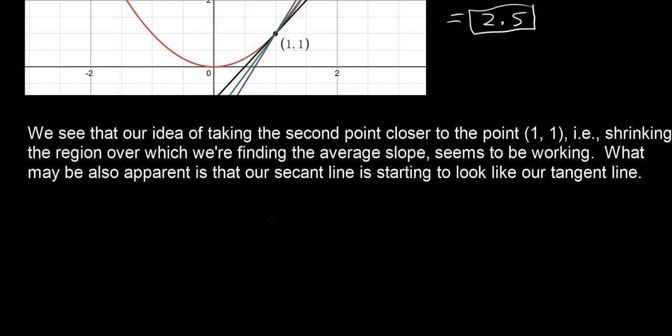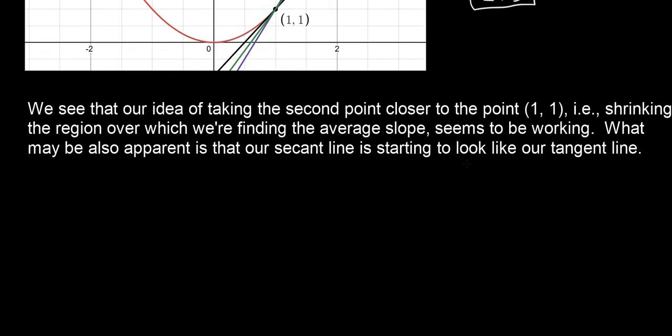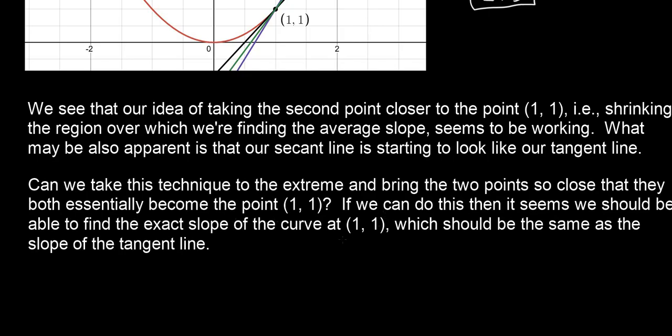In other words, what if we take the second point to be so close that it's almost imperceptible distance between them? We're starting to see, by the way, that our secant line is starting to look like the tangent line. And in fact, if you take the second point and bring it so close that it becomes the first point, then it really is just a tangent line.